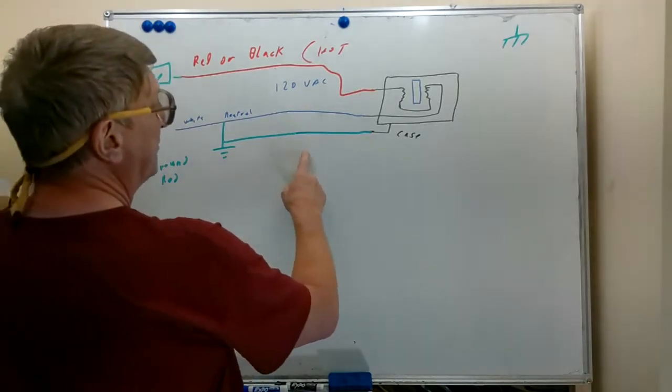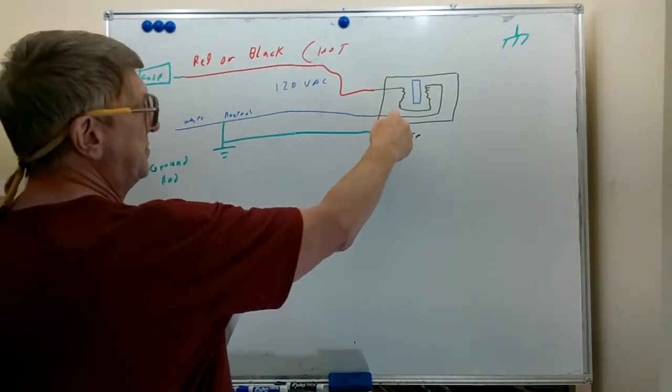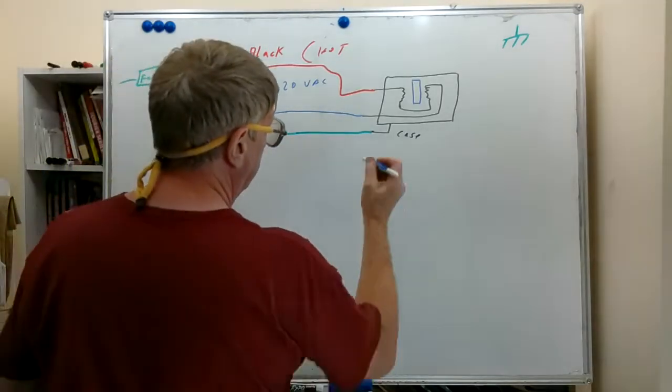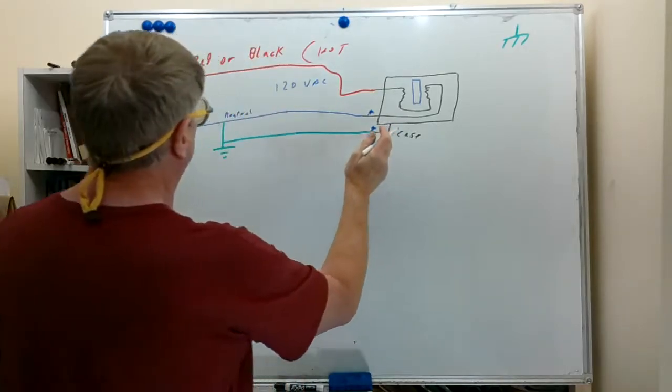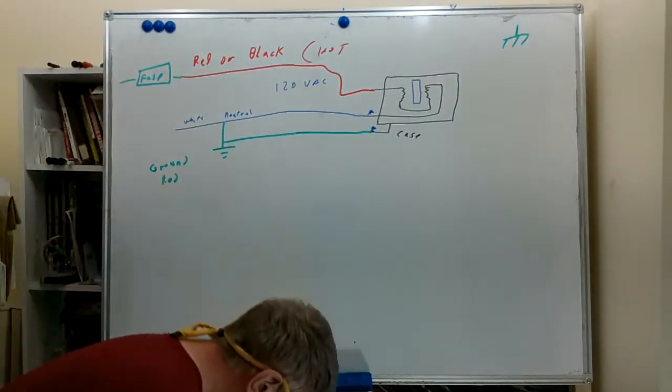But here we see the green is only connected to the case. Well, these appear to be the same point. I'm going to put a couple stars on here. They're both connected back indirectly to the ground. Why do we do it that way?